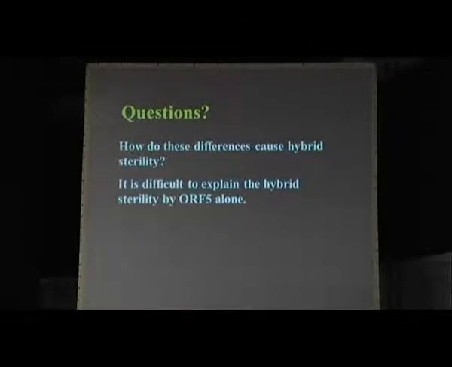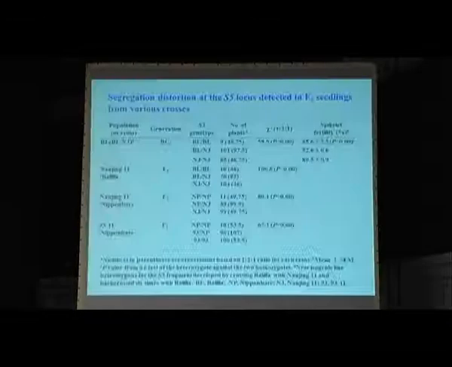So we identified ORF5 that could cause embryo sac sterility. But how do these differences, which differed only by 2 amino acids, cause hybrid sterility? And also by our rationalization, it is difficult to explain the hybrid sterility by this single open reading frame alone.